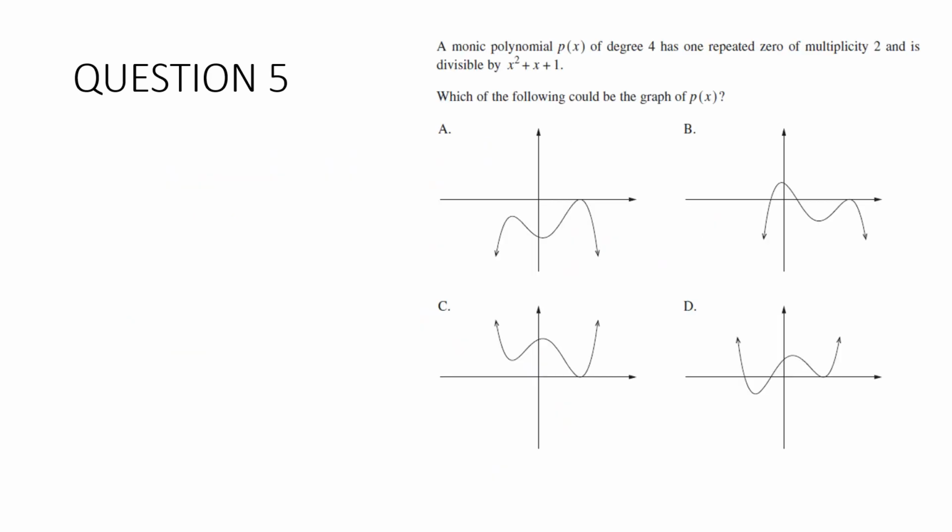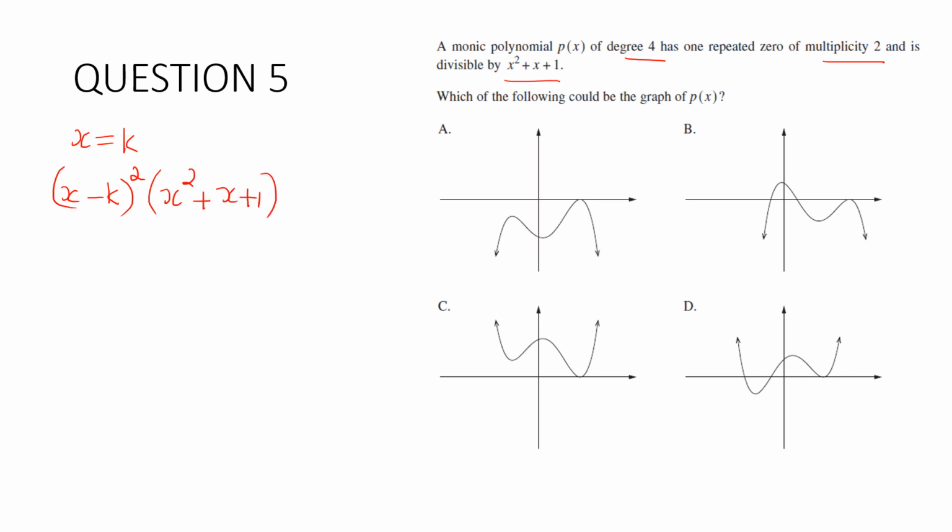Question 5. A monic polynomial p of x of degree 4 has one repeated 0 of multiplicity 2 and is divisible by x squared plus x plus 1. Which of the following could be a graph of p of x? So let's say that the repeated 0 of multiplicity 2 happens at x is equal to k. In other words, we've got x minus k all squared as a factor. And here's the other factor.